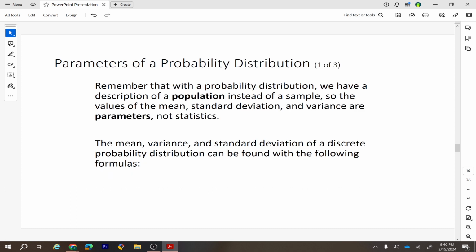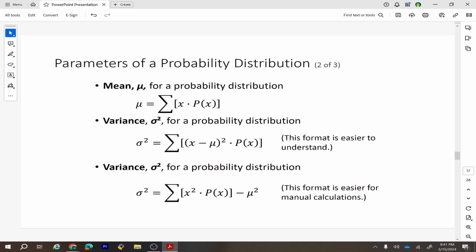One thing we have to keep in mind: whenever we discuss probability distribution, it's about the population. So whatever value we calculate, those are parameters, not statistics. Specifically, we are going to calculate the mean, standard deviation, and variance for the population. There are formulas for finding the mean, standard deviation, and variance.